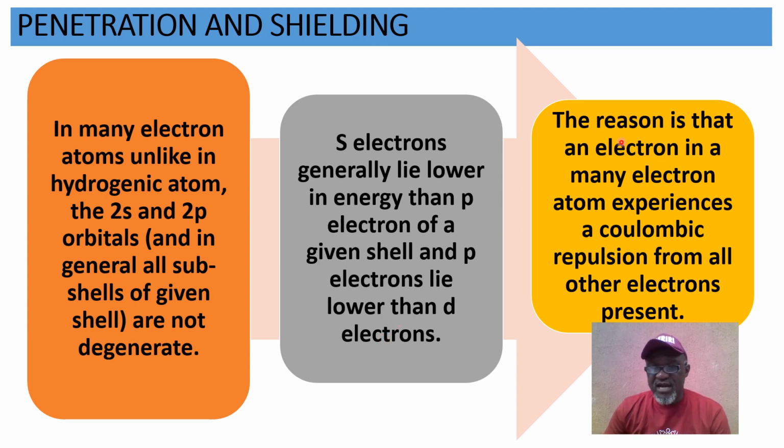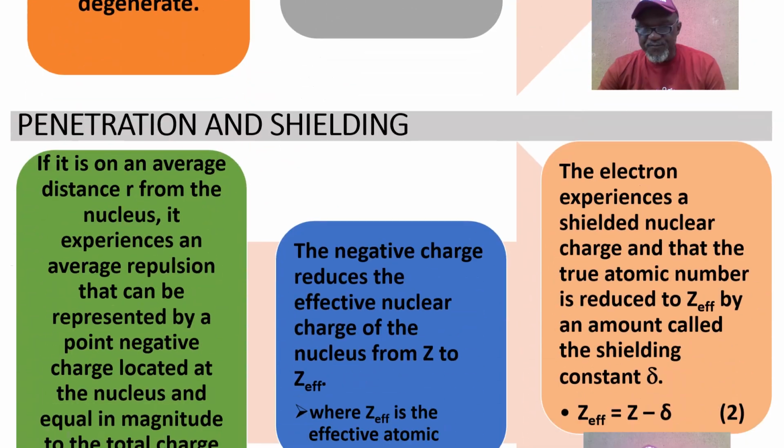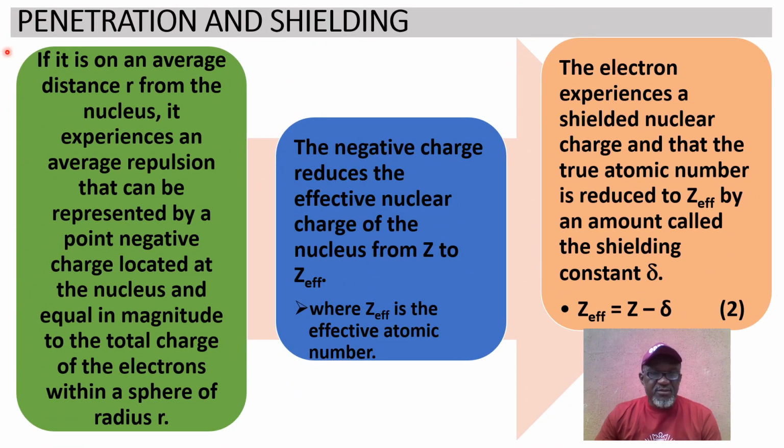Now, an electron in a many electron system experiences a Coulombic repulsion from other electrons present. There are so many other electrons, the first electron, second, third, fourth, and so on. So there are Coulombic repulsions between the electrons. Because of that, it experiences repulsion. The nucleus is taken as a point. Electron is represented by a point negative charge, and the nucleus is a point positive charge, and of course, at a distance of radius r.